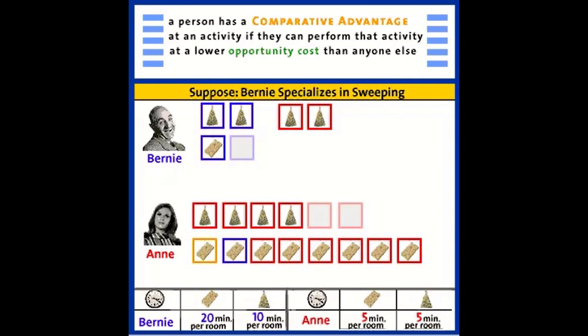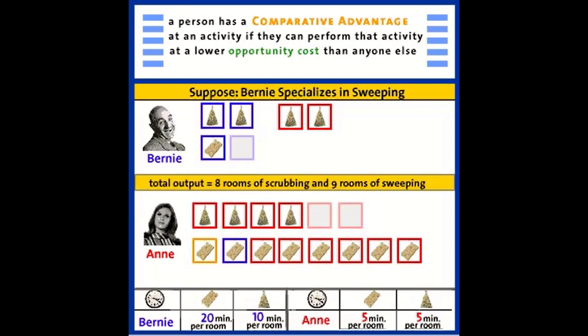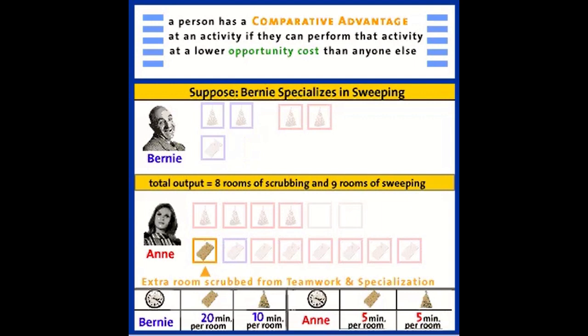Where did this extra room of scrubbing come from? It came from specialization. Because Bernie specialized according to his comparative advantage, these 2 working together were able to scrub an additional room. They were able to turn out a little bit of extra labor relative to what they did before. So now Bernie and Anne have 8 rooms swept and 9 rooms scrubbed. Can they do any better? Well, probably so. Right now we've got an unequal number of sweeping and scrubbing, so we've got this scrubbed room that's unswept. Let's see if we can do any better.